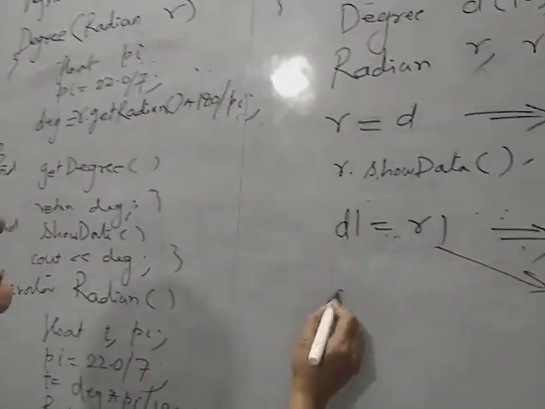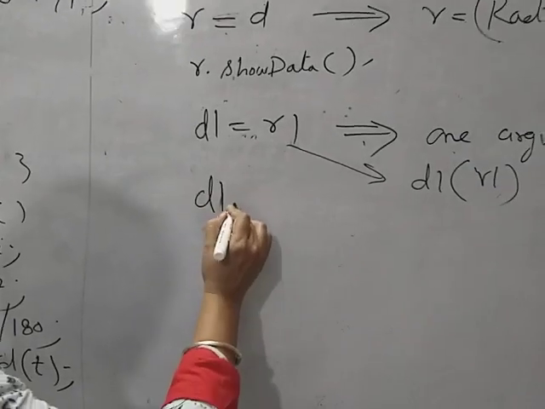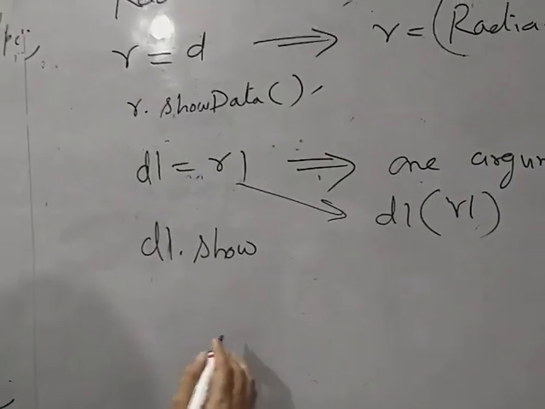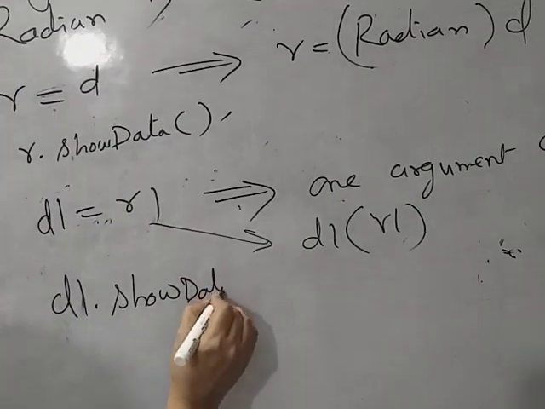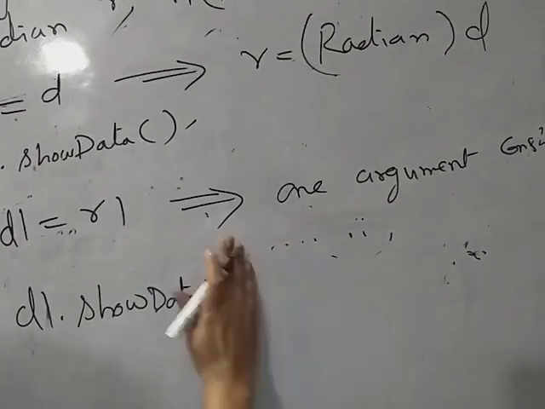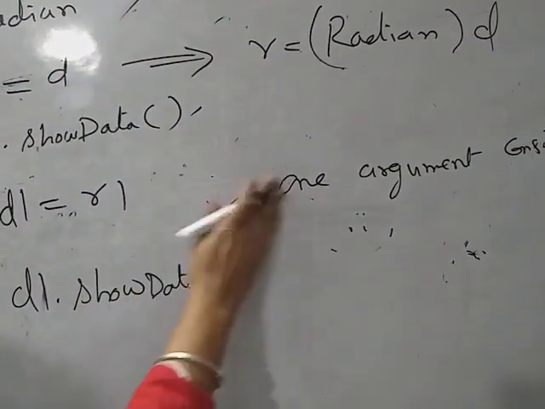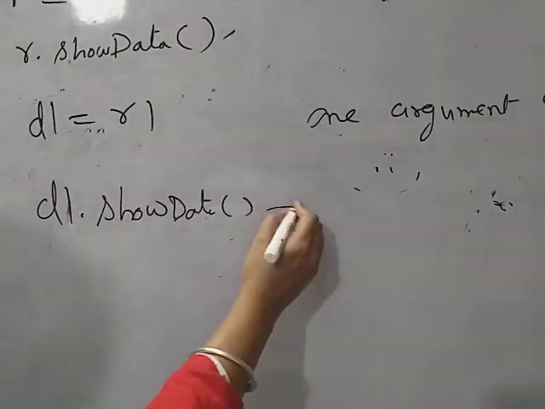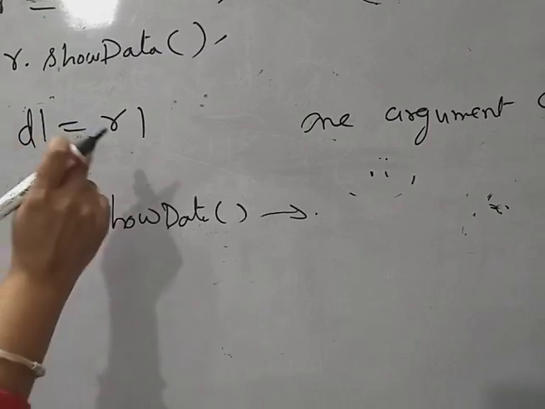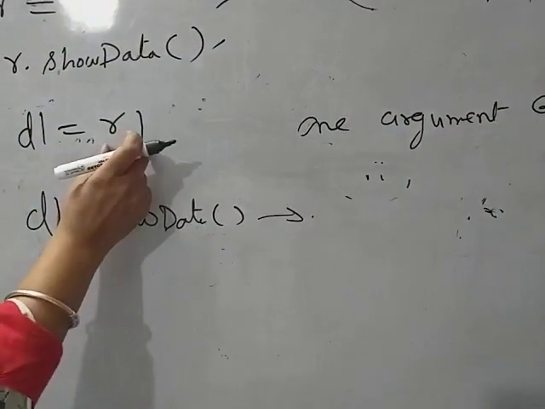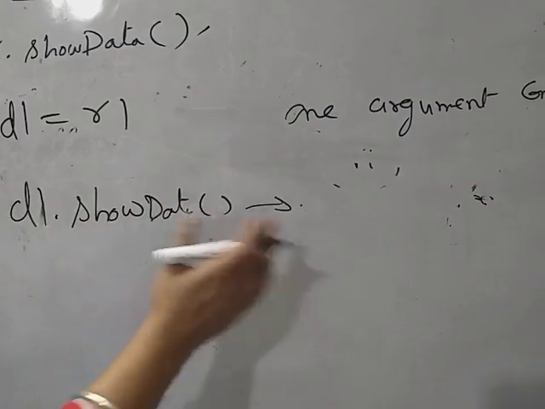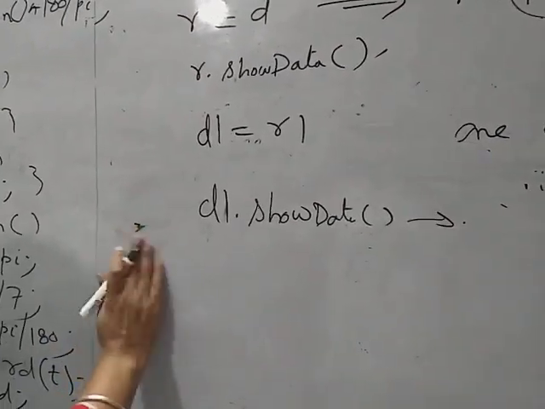So if you print d1 dot show data, it will print what? I have given 1.57, so approximately it will give 90 degree or 89.99 and so on, because here I am converting the 1.57 radian into degree, so it will write approximately 90 degree.